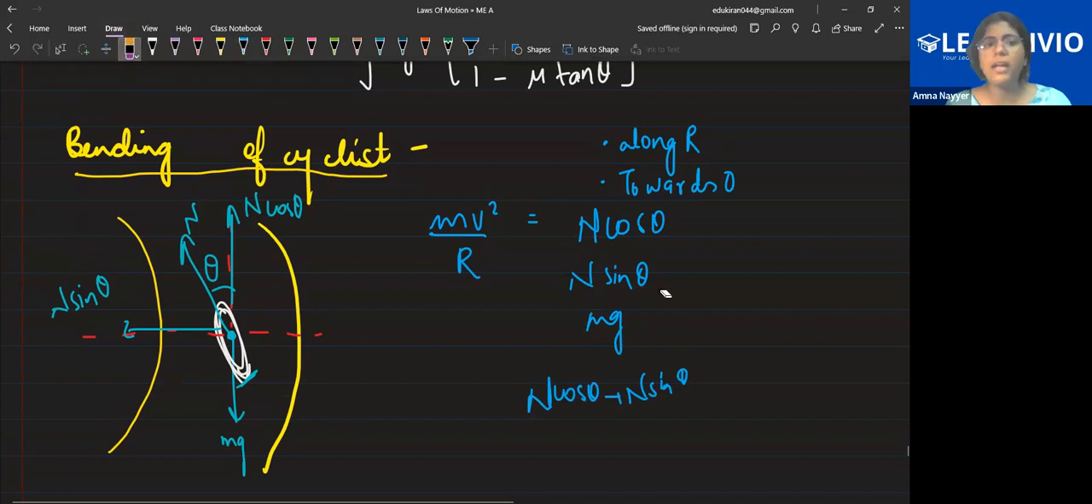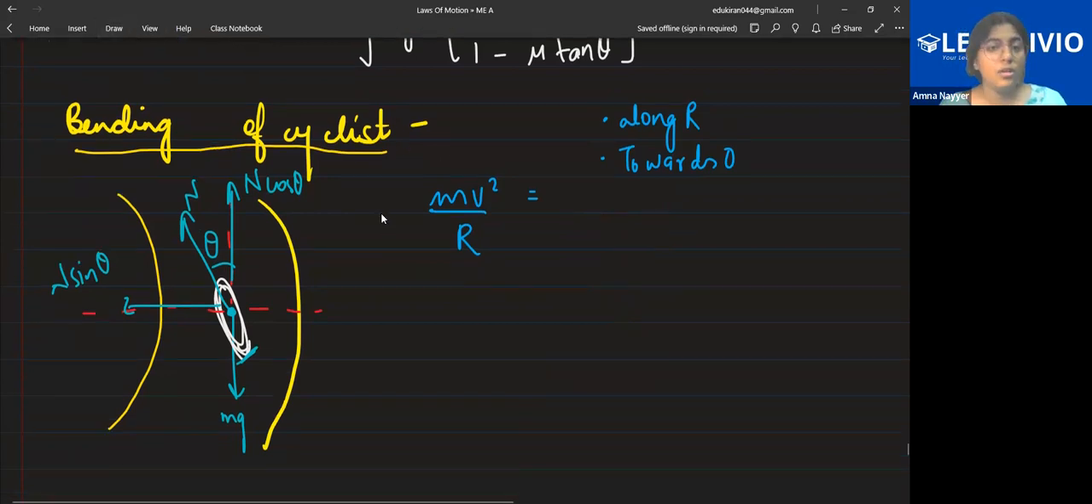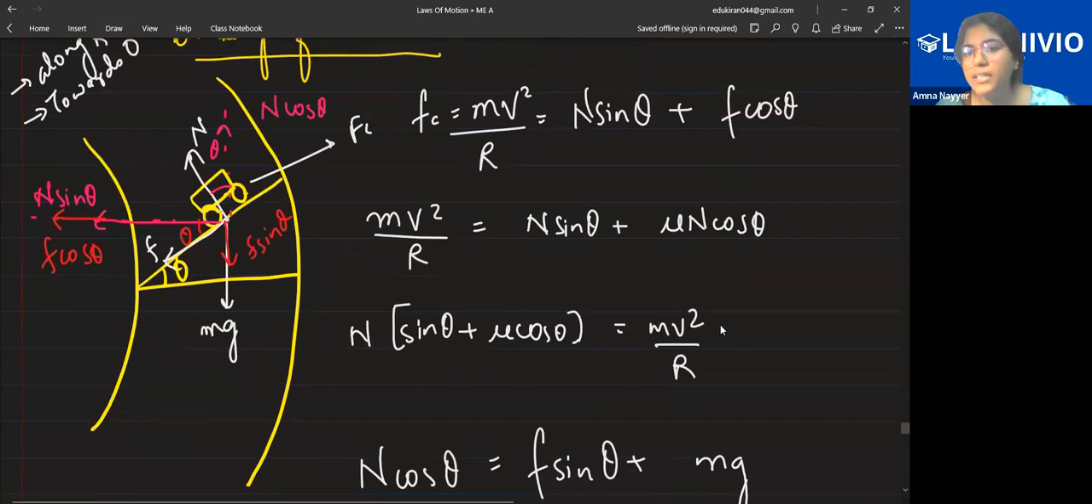And why am I asking this? Because I have discussed the entire banking of road with all of you. And if you have understood banking of road, then only we are here at bending of cyclist. When we were at banking of road, nobody asked why we are adding these two and which force is providing the centripetal force, or why we have equated this. It means everything is clear to all of you.